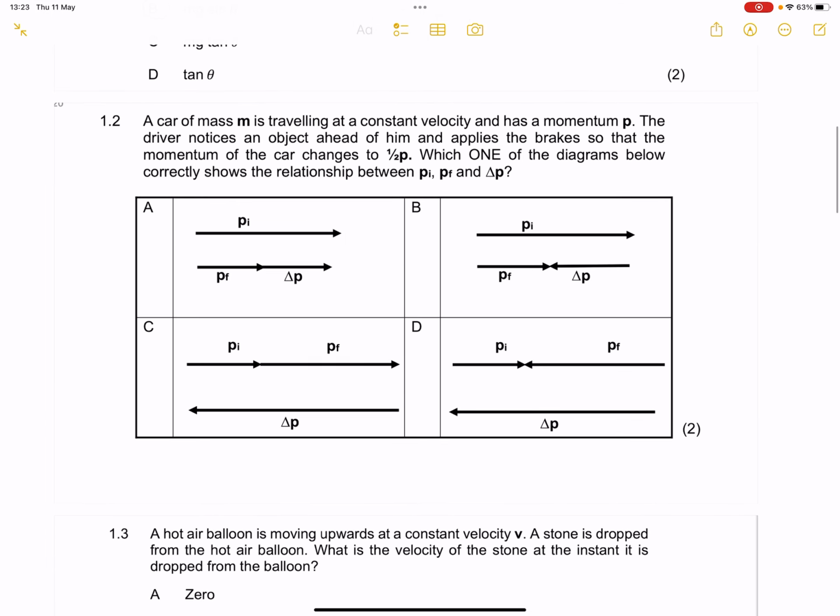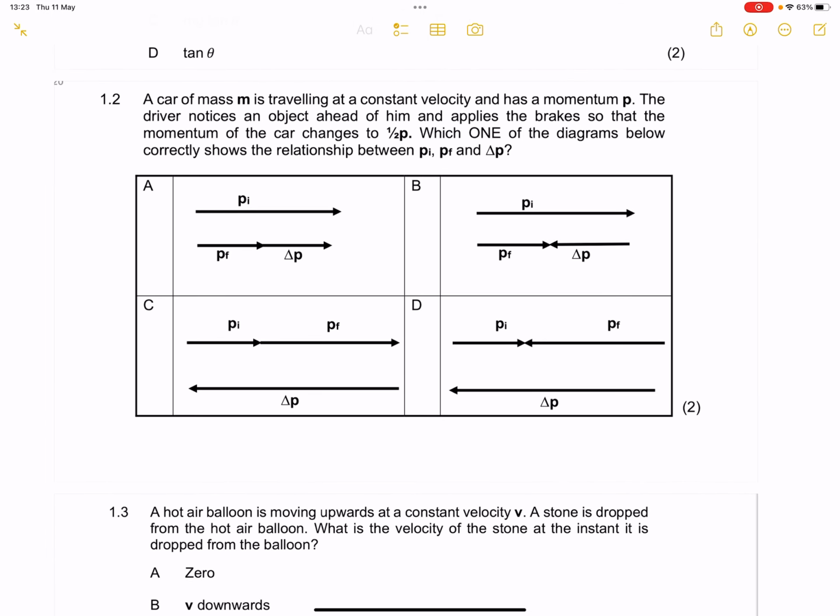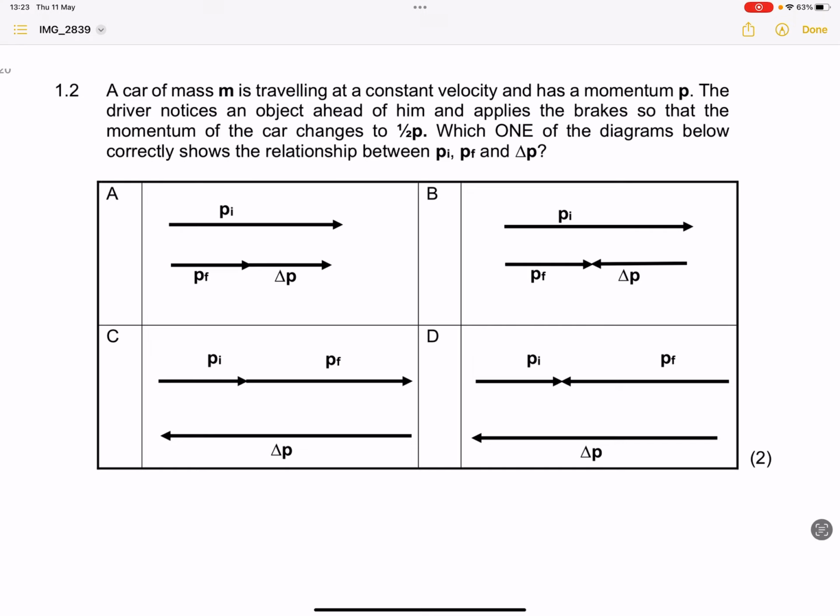Okay, so they say to us a car of mass m is traveling at a constant velocity and has a momentum p. The driver notices that there's an object ahead of him, and applies the brakes so that the momentum of the car changes to half p. Which one of the following diagrams below correctly shows the relationship between the initial momentum, the final momentum, and the change in momentum? Let's quickly have a look at it.